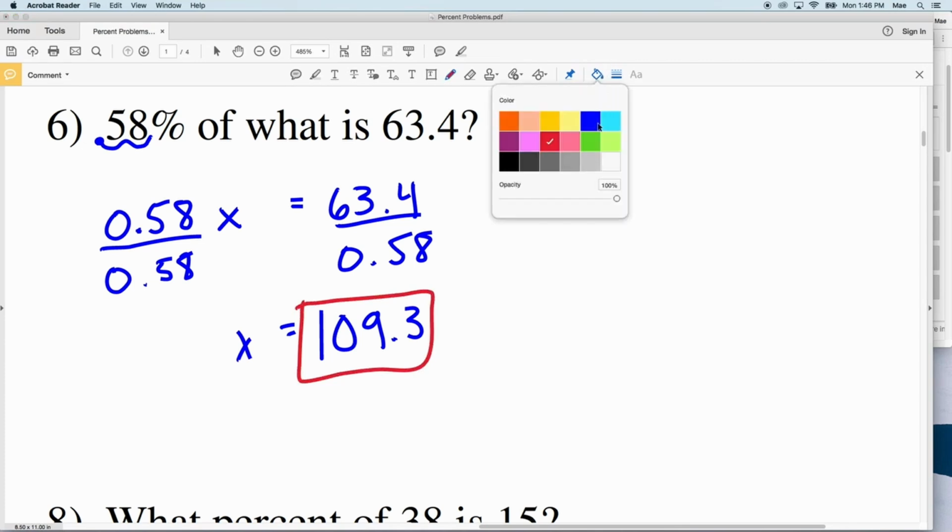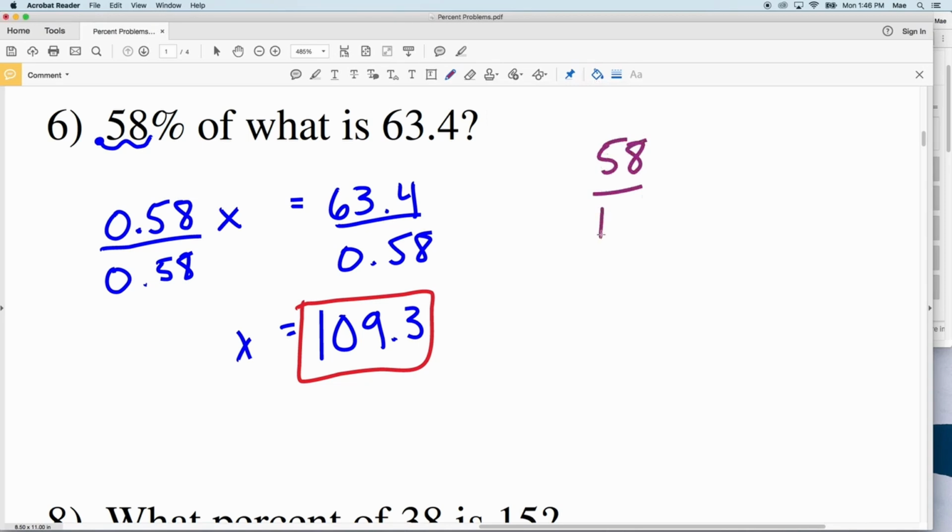If we were to set up this proportion, it would look like 58 over 100 is equal to 63.4 out of some number x.